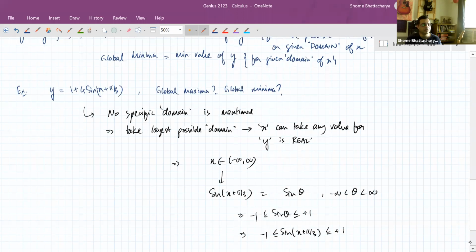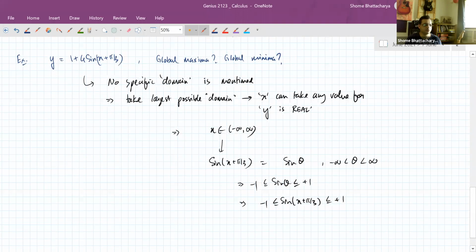So if I see the overall largest set of values of X possible from minus to plus infinity, this sine of X plus pi by 3 term can never become less than minus 1 and can never be greater than plus 1. So by just applying the concept of inequality, we can see that Y can never be greater than 1 plus 4 times plus 1, and it can never be less than 1 plus 4 times minus 1. So Y ranges between minus 3 and plus 5.